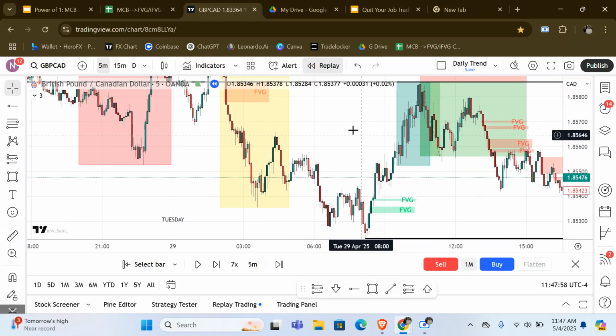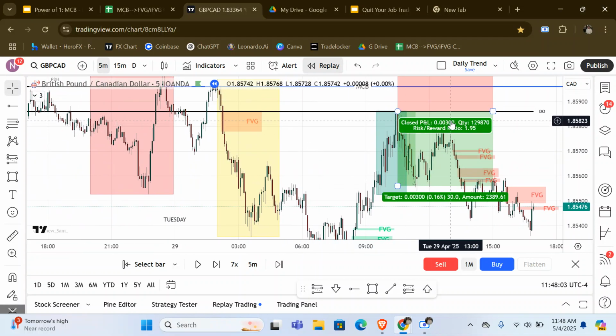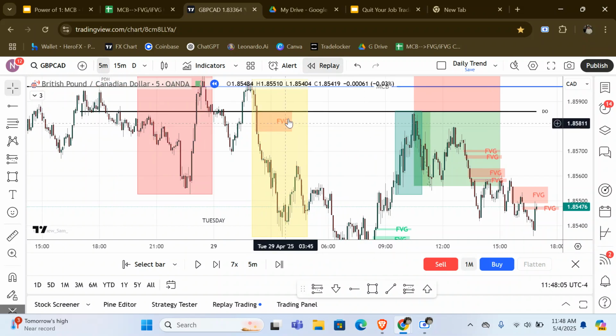That's it. Now, some of you may be wondering, well, what about these green fair value gaps here? Can I trade those? I don't, because I don't trade against my daily bias. If I'm short for the day, I want to see this and these. I don't care about this down here.